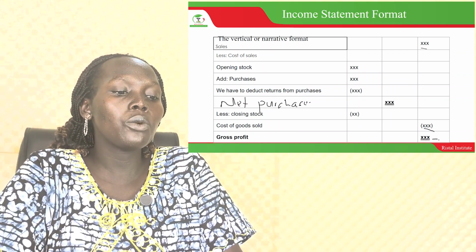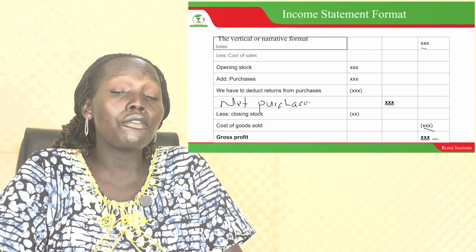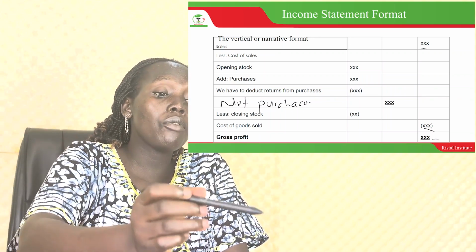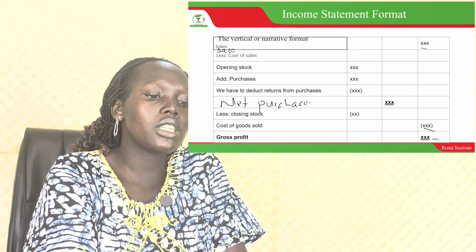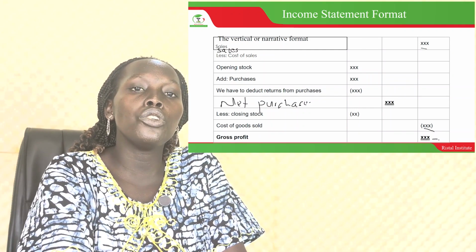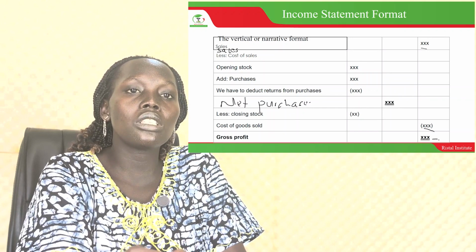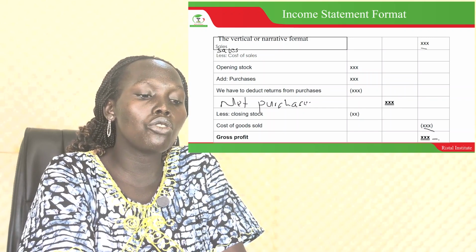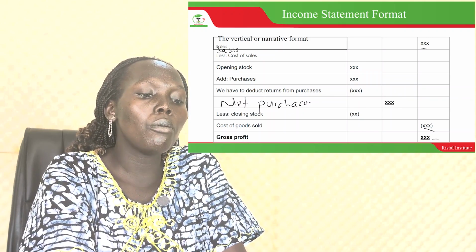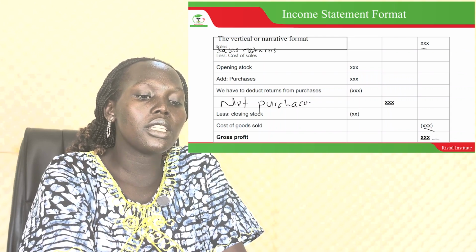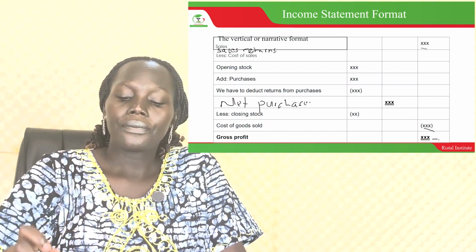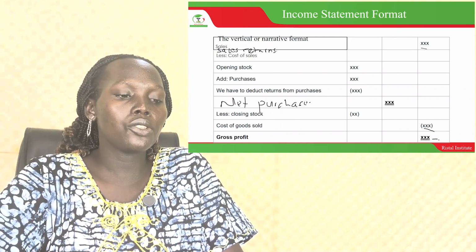When we look at our sales, for instance, if you have what we call a sales return, they return some goods back to you. You've sold some goods and then they return them back to you. You have to subtract them from your sales. That is what we call sales returns. That's what I wanted to add.